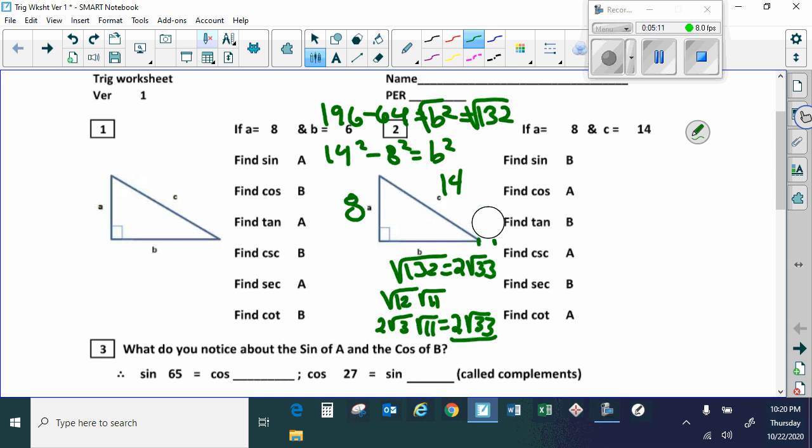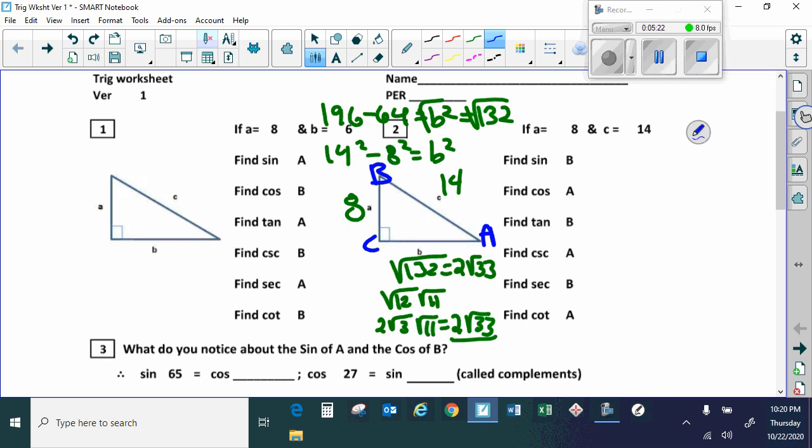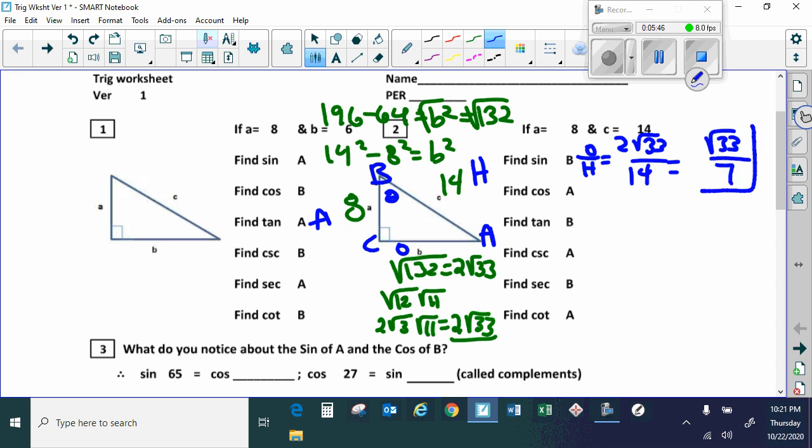Again, I'll change the colors for A, B, and C. Remember, all capital letters for angles. All right, so sine of B. Theta at B. Our hypotenuse never changes. So in this case, this is the O and this is the A. Sine is opposite over hypotenuse. So 2 root 33 over the hypotenuse of 14. Well, 2 over 14 reduces to 1/7. So root 33 over 7 is my answer. Cosine of A.